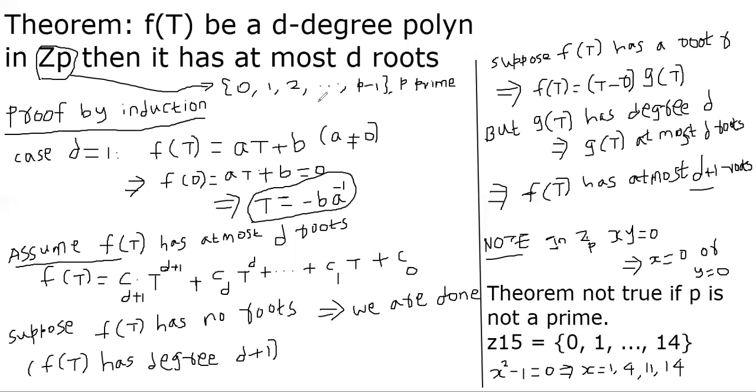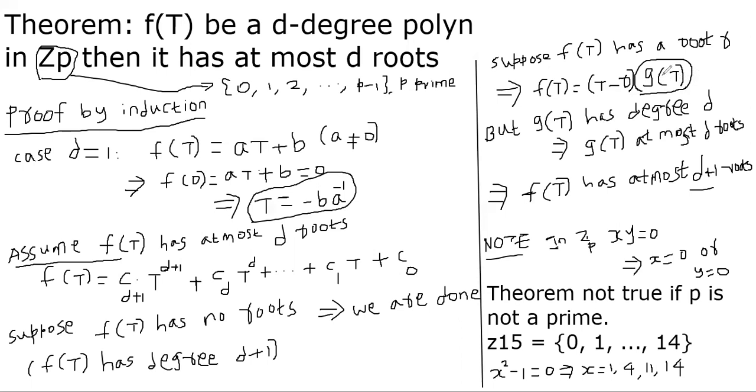Consider now the scenario that f(t) has some roots. Let's assume f(t) has one root. Let's call that root r. In the previous lemma, we proved that f(t) can be rewritten as (t minus r) times g(t), because r is a root. Therefore, t minus r must be a factor of f(t). This is proved in the previous lemma. But what can you say about the degree of g(t)? g(t) cannot be more than degree d, because f(t) has degree d plus 1, and we have a t here. That means g(t) must be degree d.